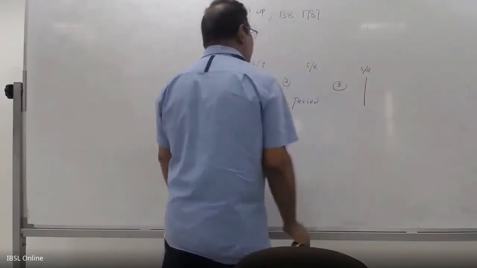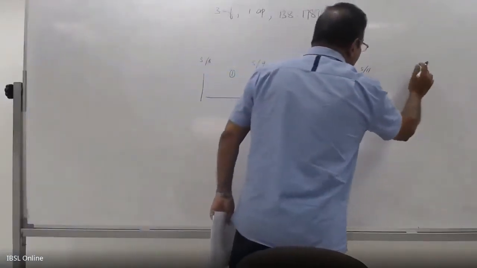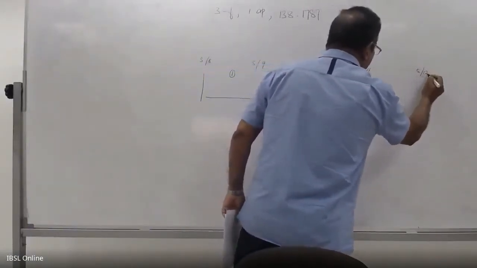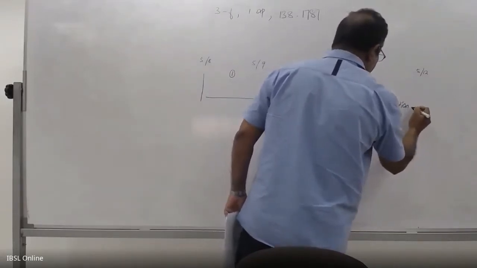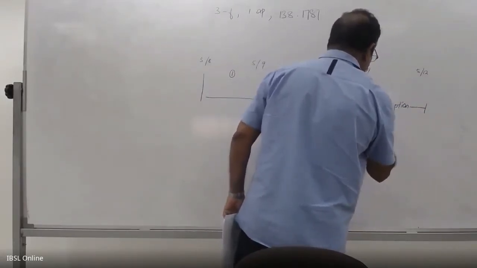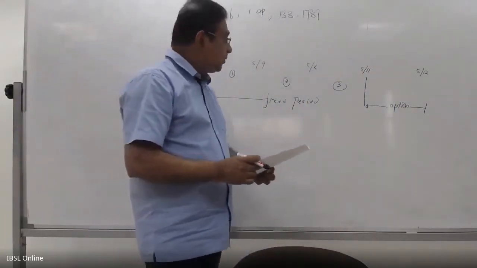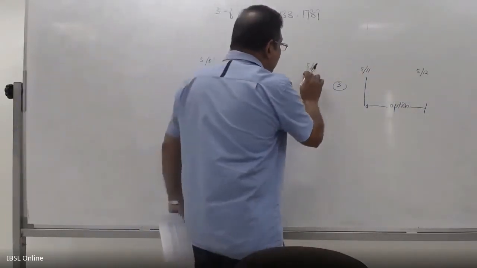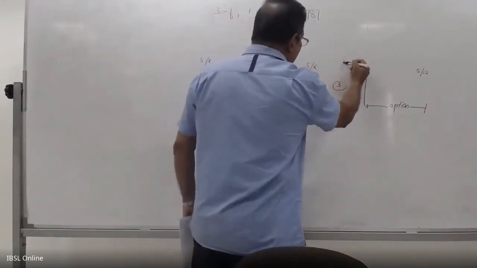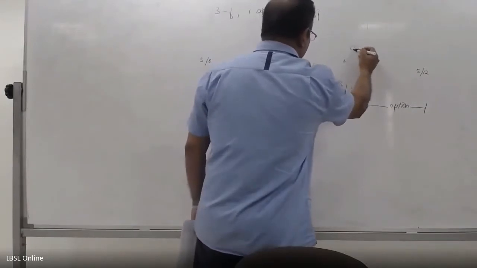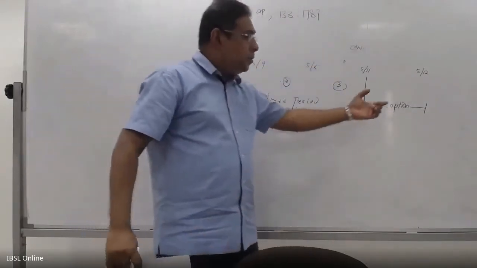Fixed period ends on 5th of November, that's why I said. Then 5th November to 5th December is the option period. But the cancellation request being made on 12th October, that is in between 5th October and 5th November, somewhere here. Cancellation. This has not happened during the option period.